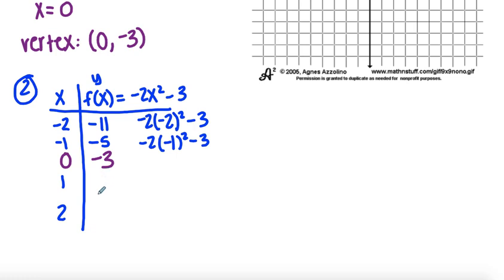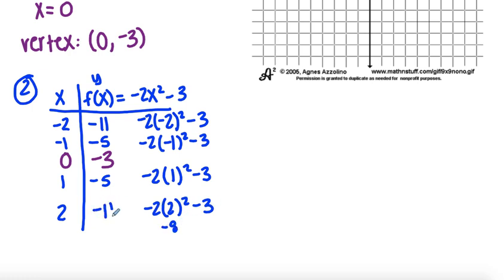And if you remember from our pattern here, I want these numbers to be the same thing, but we're going to go ahead and plug it in and make sure that happens. So now I have a 1 going into here. 1 squared is just 1. Negative 2 times 1 is negative 2, minus 3, and I get minus 5. And then plugging in 2 into here. 2 squared is 4. 4 times negative 2 is negative 8. Minus 3, and I get minus 11. So I do have my pattern, which I want. And that's a good way to check yourself.